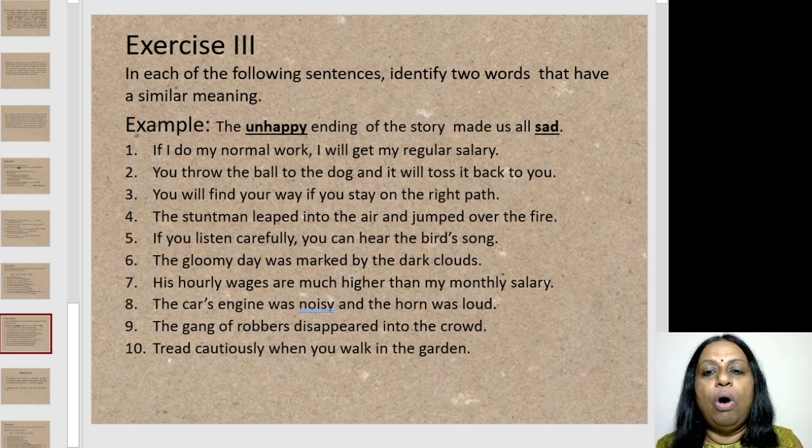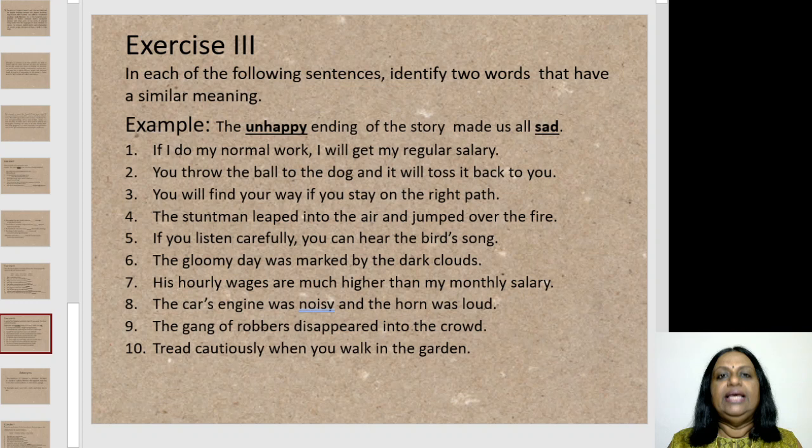The gang of robbers disappeared into the crowd. So which two words have similar meaning? Gang and crowd. Gang also means a group of people. Crowd is also a group of people. Let's look at sentence 10.